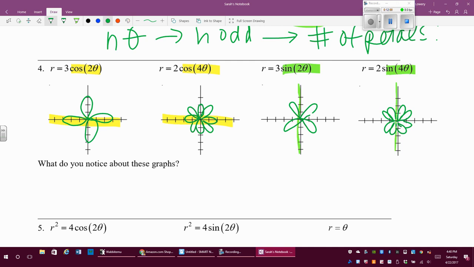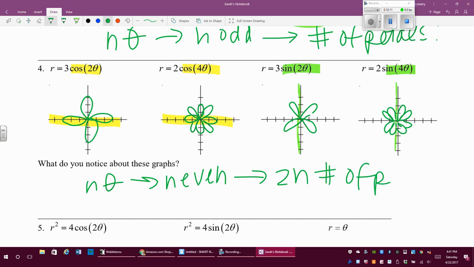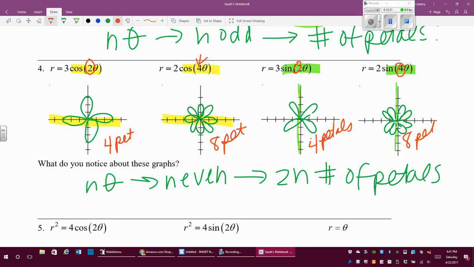Whenever we have n theta and n is even, we actually have 2n number of petals. Well, what do I mean by that? Here, this one has 2 theta and it has 4 petals. Here it has 4 theta and it has 8 petals, 2 theta and it has 4 petals, and 4 theta and this one has 8 petals.